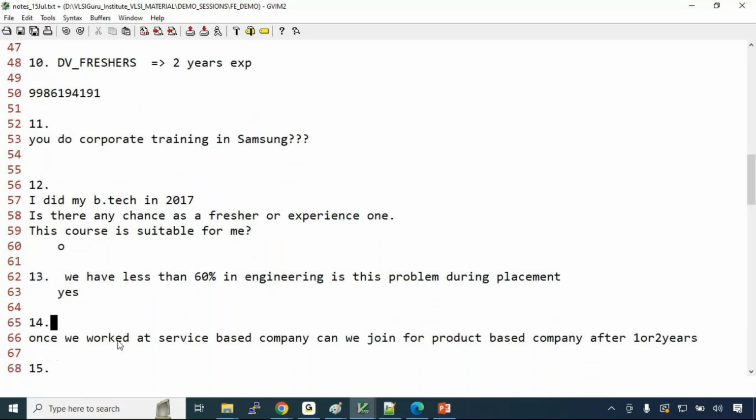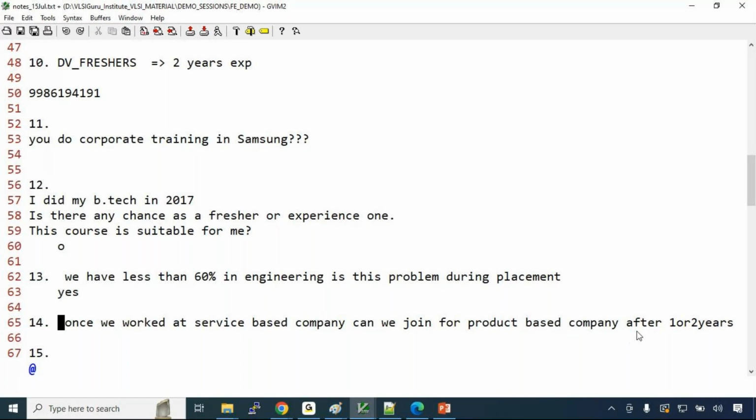Once we have worked at a service company, can we join a product company after 1 or 2 years? It's more than 1 or 2 years. What matters is the expertise that you gain. It may take you 3 years, it may take you even 1 year to gain that. Because when you apply for a job at, let's say, Qualcomm, what they will see is how the candidate profile looks, what kind of projects, and will he be able to work on our projects. Then they don't bother whether you have 1 year of experience or 3 years of experience. They will hire you. There are many people who work like that.